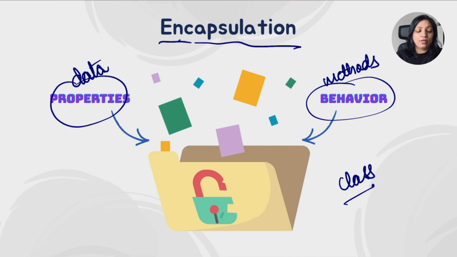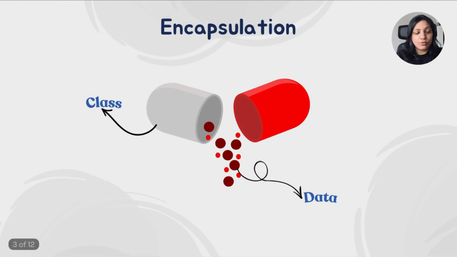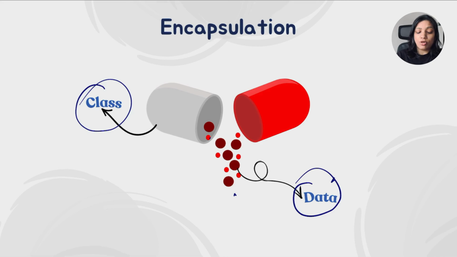Let's make it simple. Consider this example of a capsule. Now, this capsule's outer shell, let's call it a class. The capsule's outer shell protects the medicine inside it. Let's call it data. Now, this data is very sensitive and it must not come in contact with the outside world. So the outer shell protects the data inside.